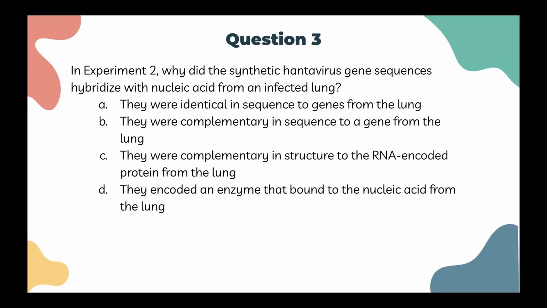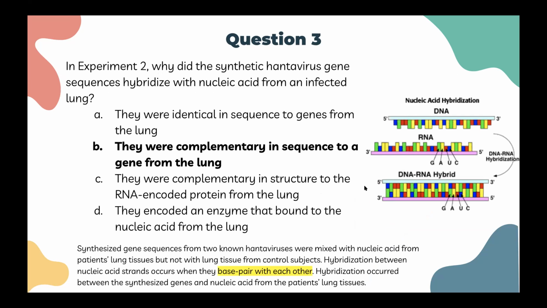Okay, so for this one, the correct answer is B. The passage states that hybridization occurs when nucleic acid strands base pair with each other. In order to base pair with each other, the sequences have to be complementary to one another. So as you can see in this example in the diagram, you have the 5' going this way and then the 3' strand on the other side.